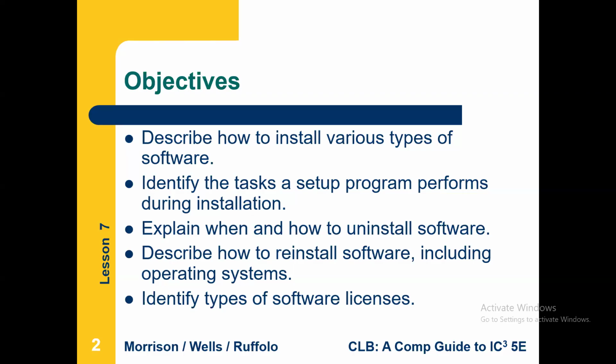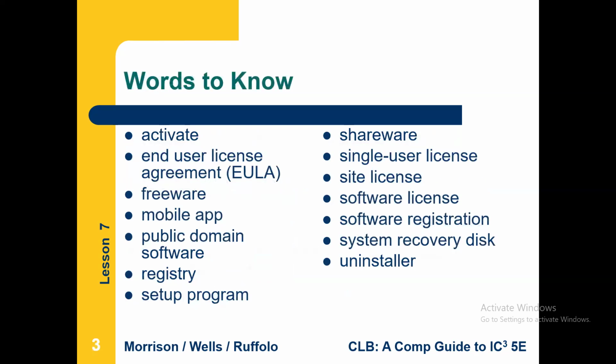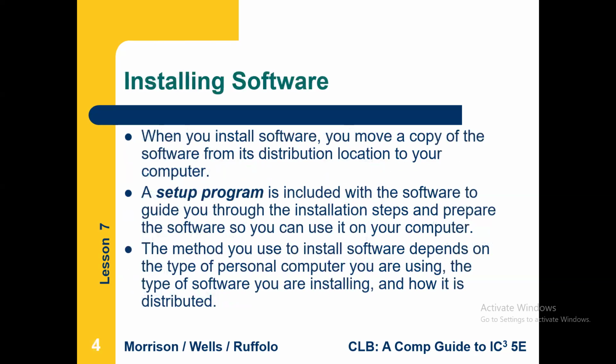Then we identify the software license. We'll look at software licenses and the various types of software licenses that we have. The take-home words for today are: activate, end user license agreement, freeware, mobile app, mobile domain software, registry, setup program, shareware, single user license, site license, software registration, system recovery disk, and uninstaller. These are the keywords that we should get to know.